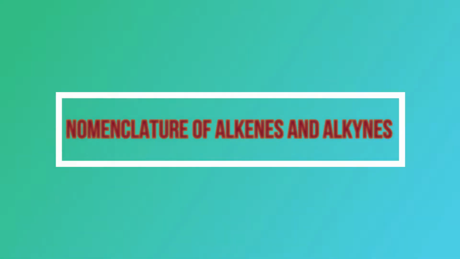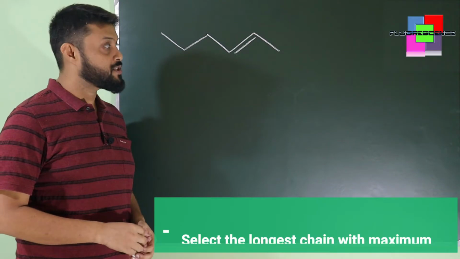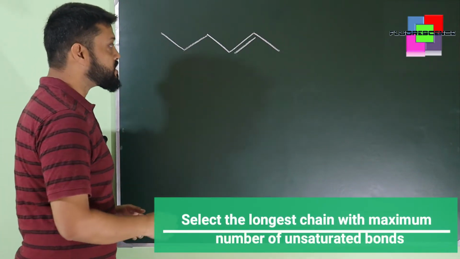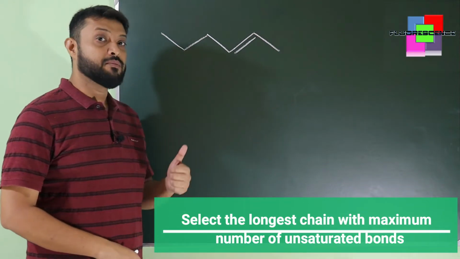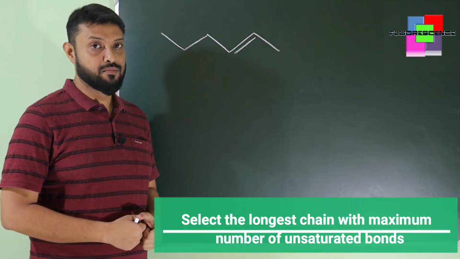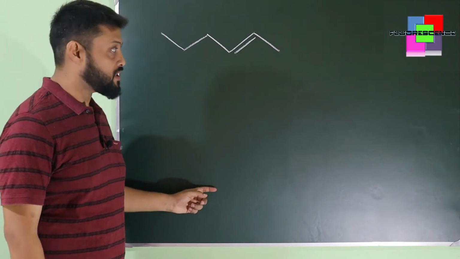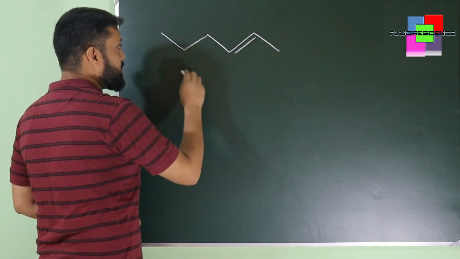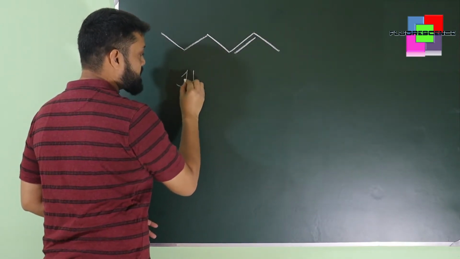Hello everyone. Today we'll discuss the nomenclature of alkenes and alkynes. The first rule is, whenever a double bond or a triple bond is given to you, first of all identify the longest chain with the maximum number of unsaturated bonds. I repeat, the longest chain with the maximum number of unsaturated bonds. We have got a compound with 1, 2, 3, 4, 5, 6 carbons, which means hex.